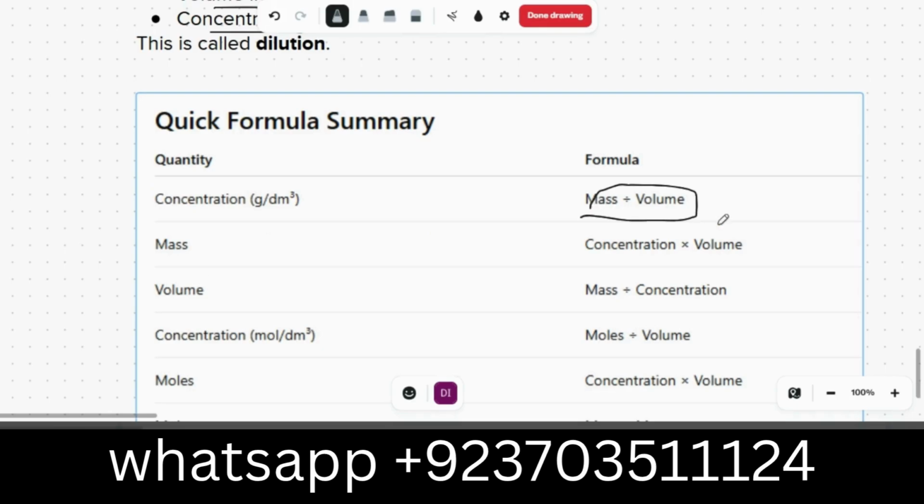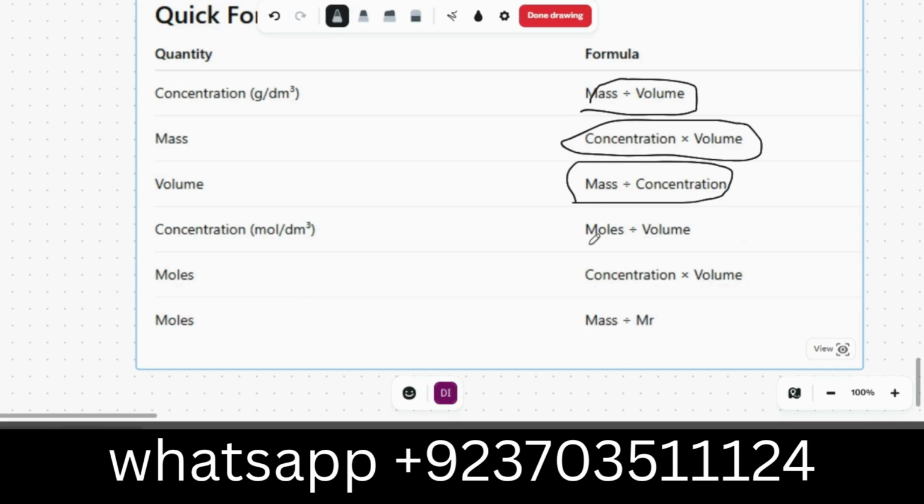The formula for concentration is mass over volume, mass divided by volume. Mass is the opposite of that, concentration times volume. Volume is equal to mass divided by concentration. Concentration is equal to moles divided by volume, and moles is equal to concentration times volume. And that's all about today's lecture.